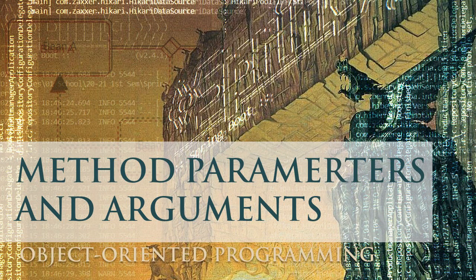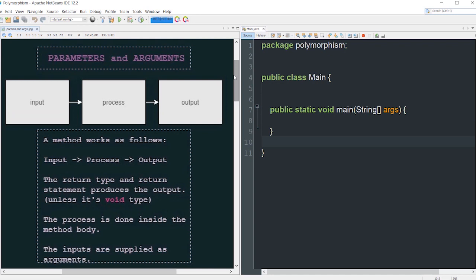Method parameters and arguments. A method works as follows. It accepts inputs, it performs some processes, and produces outputs. Let's write a sample method. We're going to make this static so that instantiation is not needed.